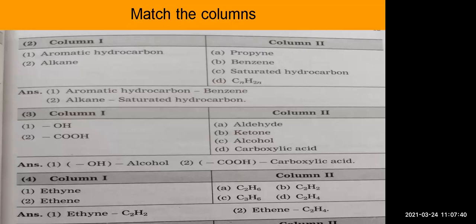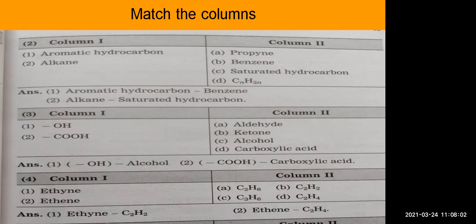Then comes the next column. When two functional groups are given to you, OH and COOH, you have to write the names of them. OH is an alcoholic group, as we had studied, and COOH group is a carboxylic acid group. So you have to learn what is the formula for each of the functional groups.